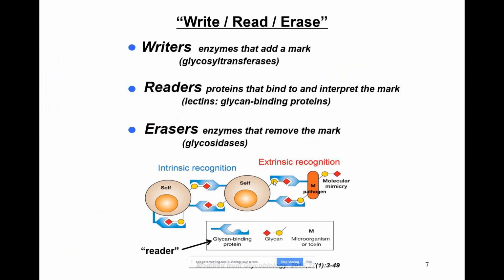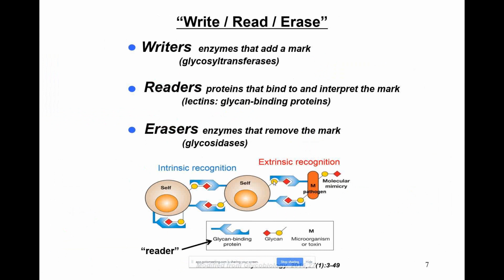So I thought I'd bring up an analogy that is useful for thinking about this process that we'll be talking about in a little more detail. The analogy is write, read, and erase. When you think about writers, in the case of glycans, we think of glycosyltransferases. These are the enzymes that make that specific glycan. They're adding that specific mark.